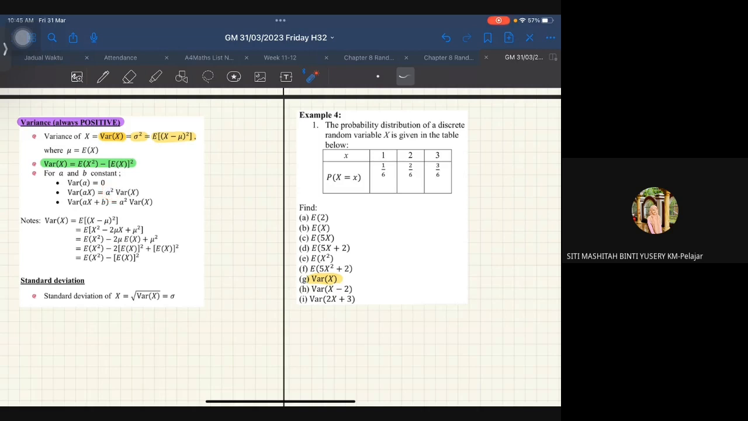Okay, so beza dia hanya dekat situ sahaja. So, sekejap saya highlight kan. So this one, kita akan squarekan dia based on yang ni. Okay, so and then lastly, last property kalau kita ada AX plus B, this one.